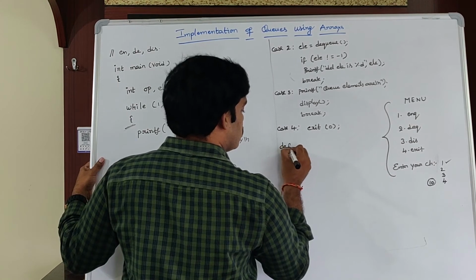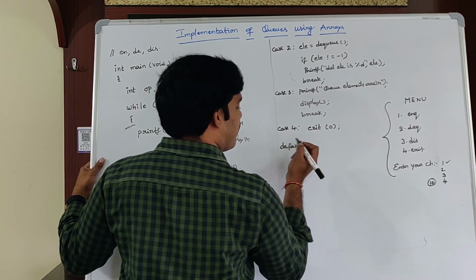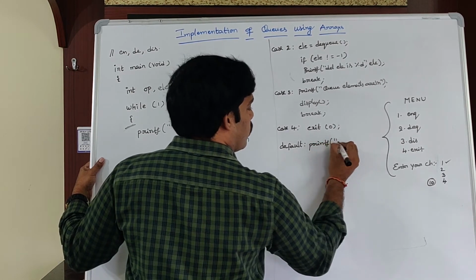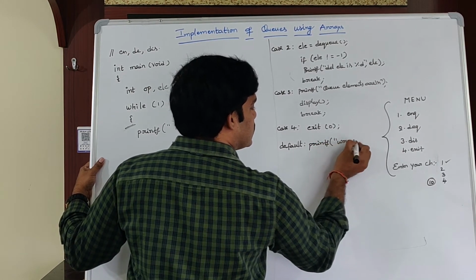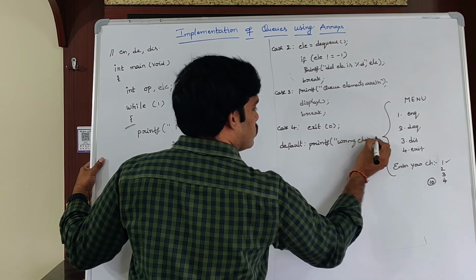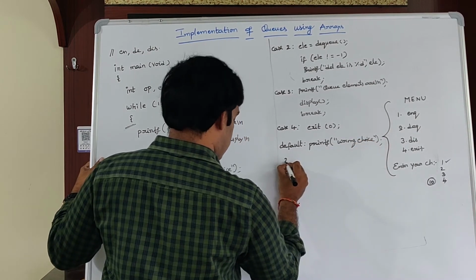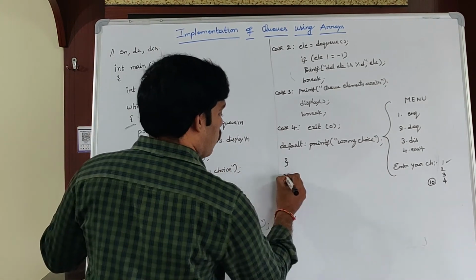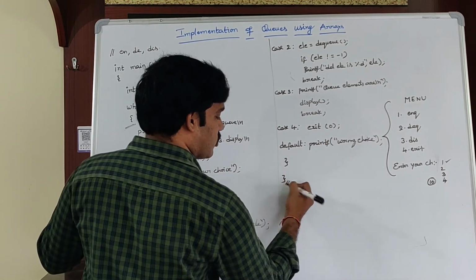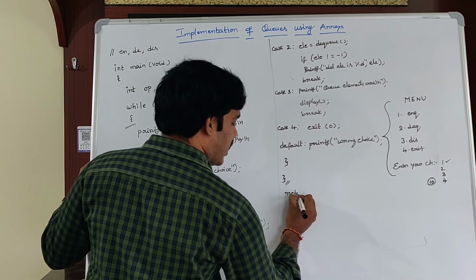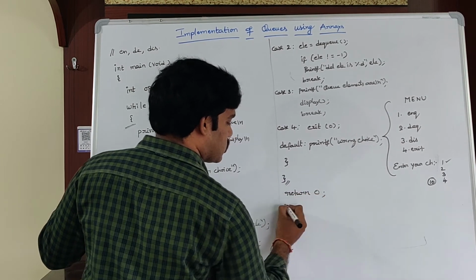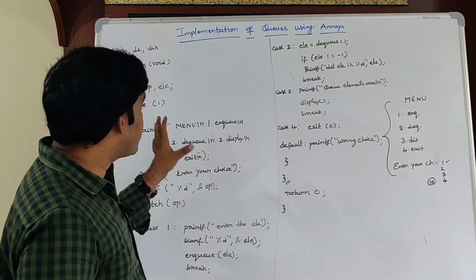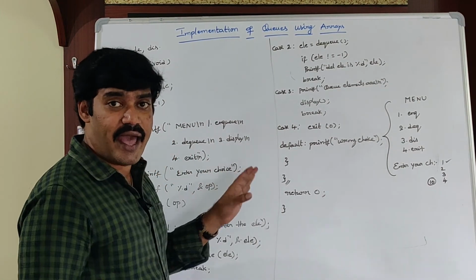Default. If none of the conditions are matched, then printf wrong choice. Next, closing of switch case. Next, closing of while. This is the infinite loop. Next, what is the last line of your program? Return 0. Next, closing brace of your main. This is the way to implement Q data structure by using arrays.